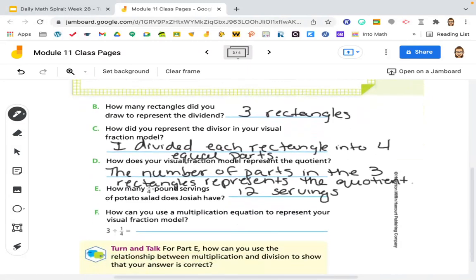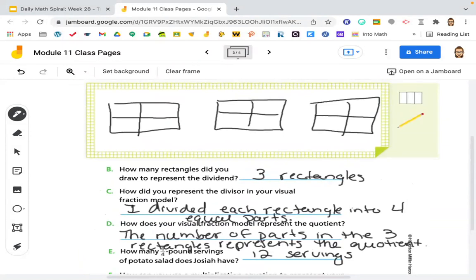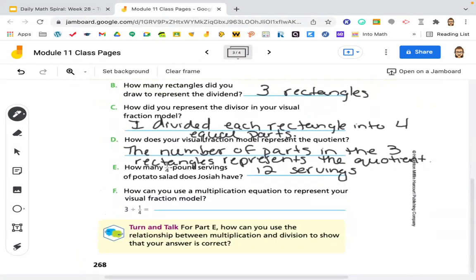So then it says, how can you use a multiplication equation to represent your visual fraction model? So 3 divided by 1/4 equals, well, we did 3 rectangles times the 4 equal parts inside, so it would be 3 times 4 equals 12.